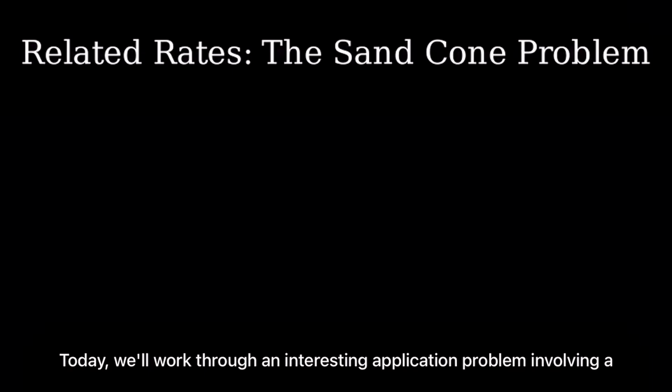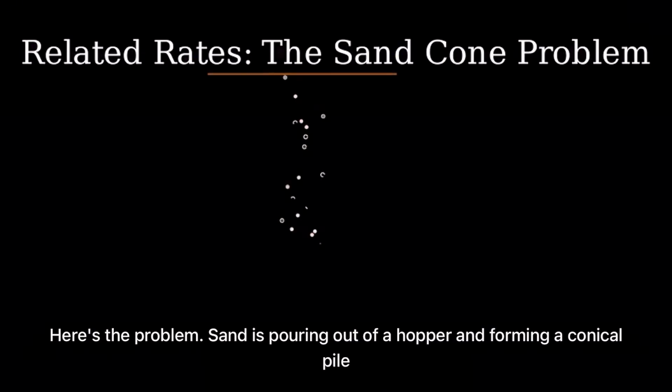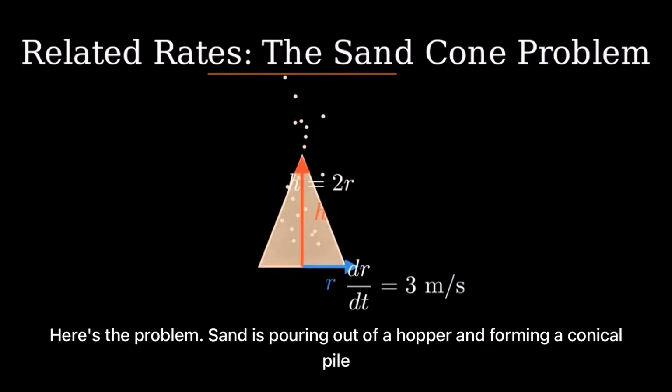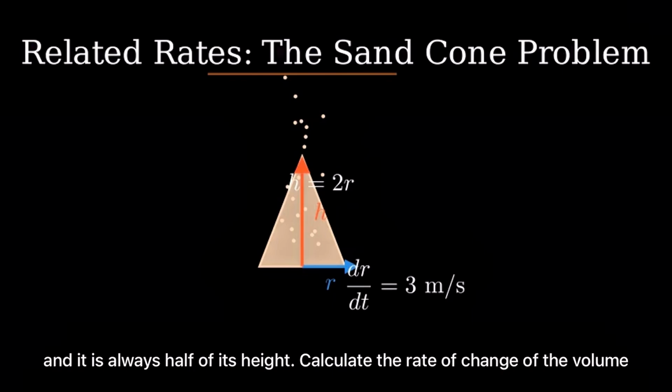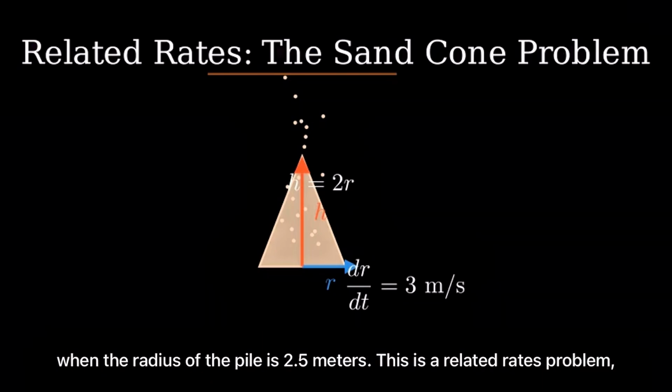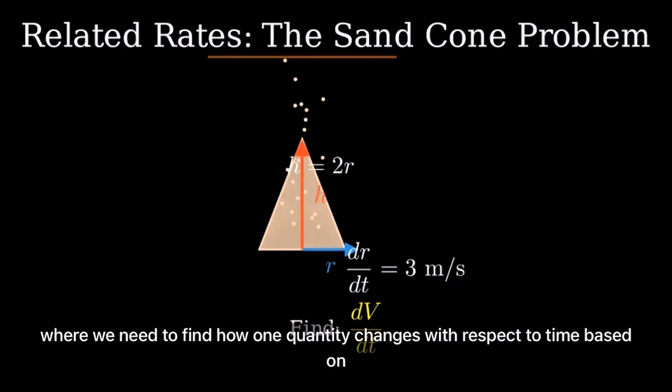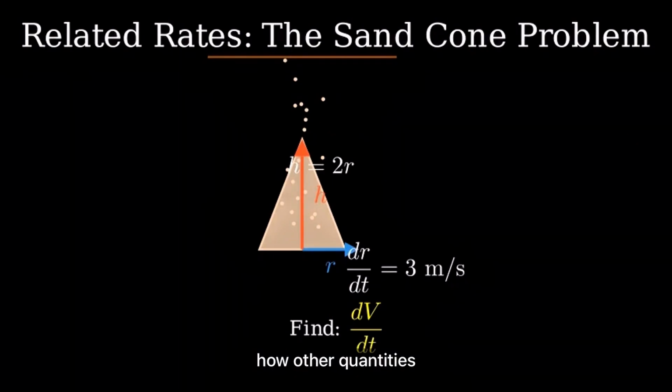Today, we'll work through an interesting application problem involving a growing cone of sand. Here's the problem. Sand is pouring out of a hopper and forming a conical pile on the ground. The radius of the pile is increasing at a rate of 3 meters per second, and it is always half of its height. Calculate the rate of change of the volume when the radius of the pile is 2.5 meters. This is a related rates problem, where we need to find how one quantity changes with respect to time based on how other quantities are changing.